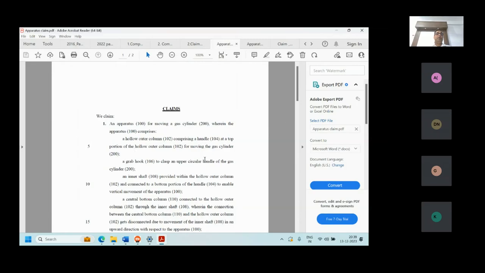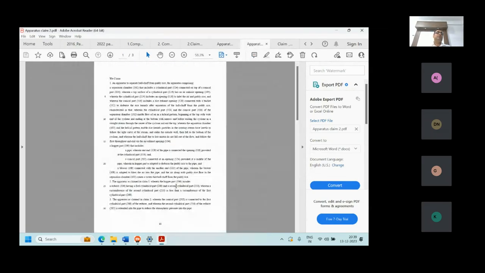Then hollow outer column, grab hook, inner shaft. See, everything is comprising a handle. They have defined this element here: the outer column comprising a handle at a top portion of the hollow outer column for moving the gas cylinder, a grab hook to clasp an upper circular handle of the gas cylinder, right? And then an inner shaft provided in the hollow outer column. Again, a correlating element A, element B, right? So this is how you claim. Your A, B, C should be interrelated, and their interrelation should be in the independent claim, so that your claim is not an aggregation but a combination.